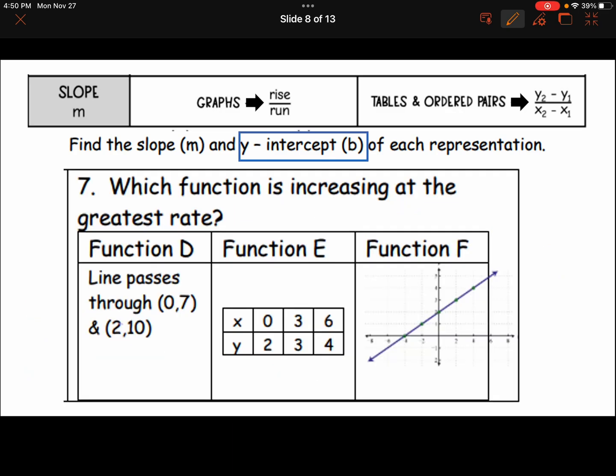And looking at number 7, which function is increasing at the greatest rate? This would be the slope, like we did yesterday in the activity about the ski lifts, who was rising the fastest. So what I would need to do is find the slope here, and find the slope here, and find the slope here, and figure out which was the greatest. So in this one, I would do 10 minus 7. And I would do 2 minus 0, and my slope would be 3 over 2.